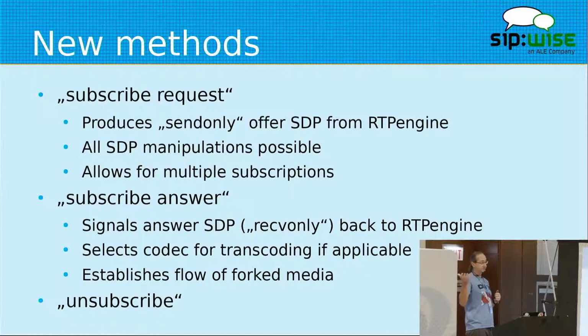And then from the external system, you would get an answer SDP back that needs to be fed back into RTPengine. This is the subscribe answer. This would be a receive-only SDP stream now. This can possibly, if you want to, use different codecs than the original streams. And ultimately this sets up the actual media forking and the flow of media. And then of course there's an unsubscribe as well.